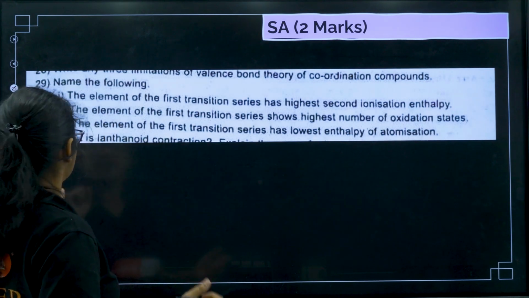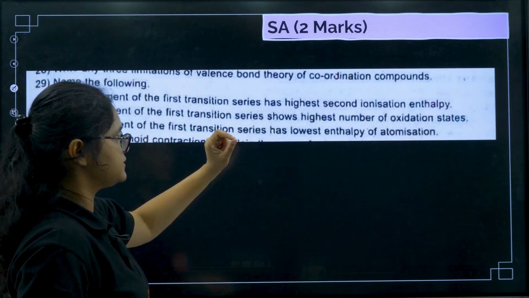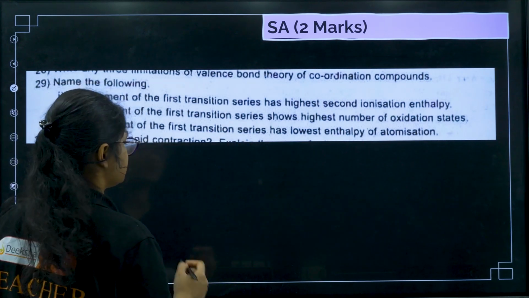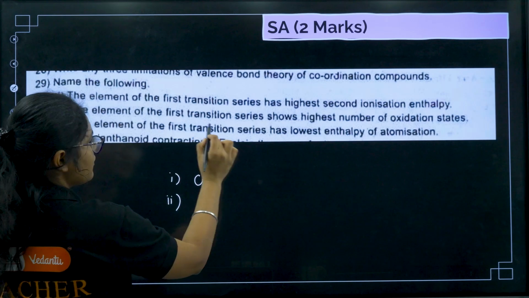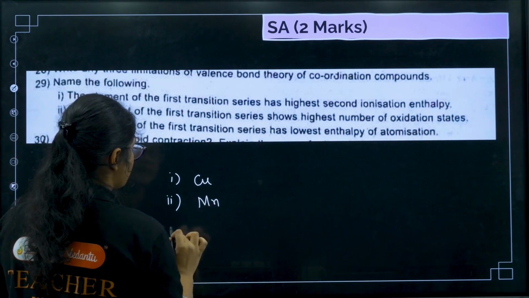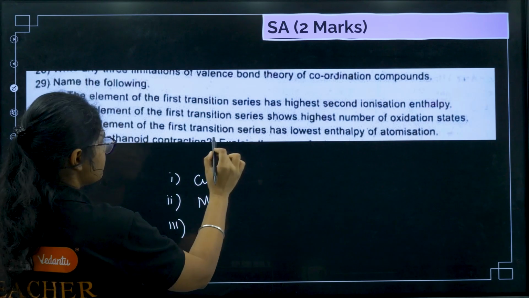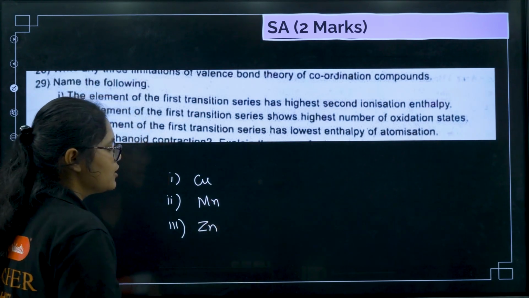Okay, let us see the next question. Here you just have to name the elements. So the first question here is the element of the first transition series which has the highest second ionization enthalpy, so that is nothing but copper. Next we have the element of the first transition series which shows the highest number of oxidation states, that is your manganese, and the element of the first transition series which has the lowest enthalpy of atomization, that is your zinc.